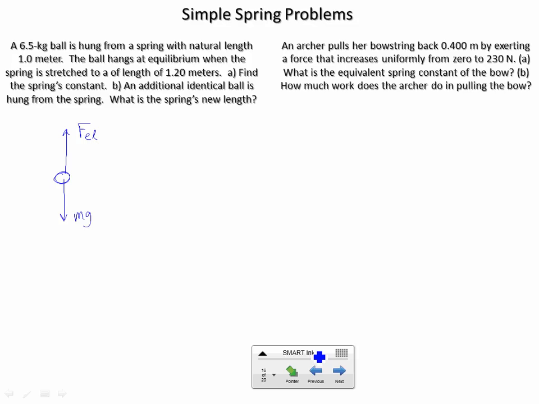It's in equilibrium. That force is 0. FEL minus Mg is 0. FEL equals Mg. What's the spring's constant? Well, that lives in here. Kx. I know, delta x, x, whatever you want. We want K. That's a G. K is, let's call it 65 newtons over x.